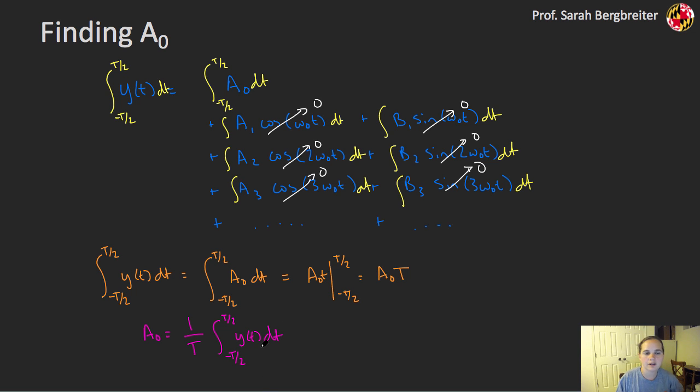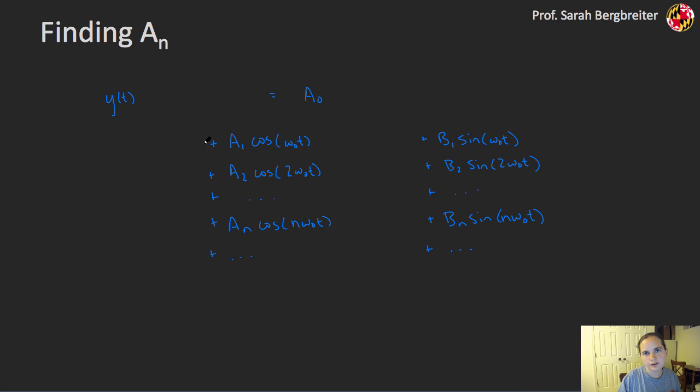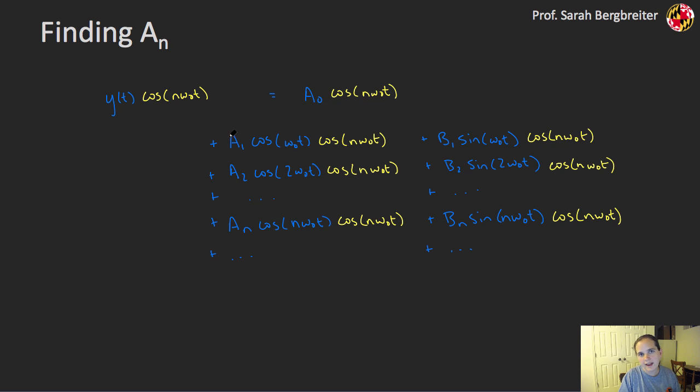And hopefully one of the things that you'll recognize here is that this was our same definition for calculating the DC offset of a signal, which is not surprising because this a naught term is representing the DC offset of our periodic signal. So I'm going to take a fairly similar approach to finding my other a coefficients, except instead of just integrating both sides of my equation, I'm going to multiply everything by cosine n omega naught t first. Okay, and once I've done that, I'm going to take the integral of both sides of this equation.